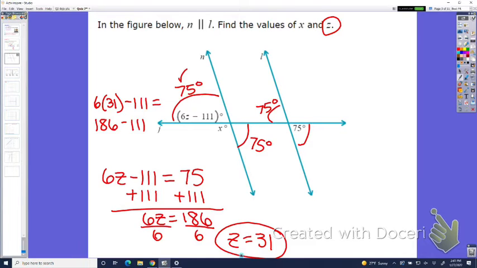Now to find angle x here, together these 2 have to add up to 180. So to find this angle, you're going to take 180 minus 75, and you get 105. So this is 105. So x is 105 and z is 31.